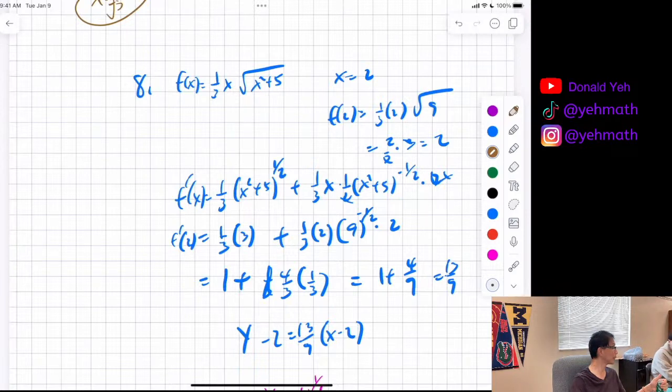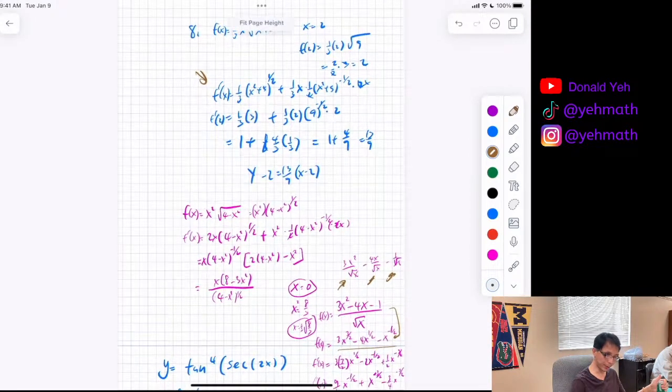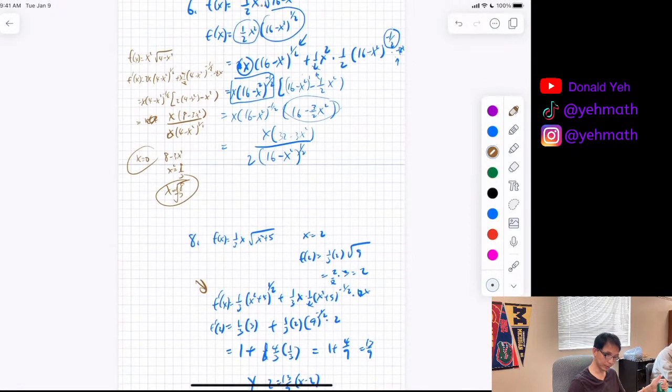Wait, where was the part when you solve for it? I just plug in 2 after I take the derivative. Yeah, I got 13 over 9. That's 6 plus 3, but I got. Which step of the derivative? It's right here. It says f prime of x. I don't know which one's number 6 though. This one?